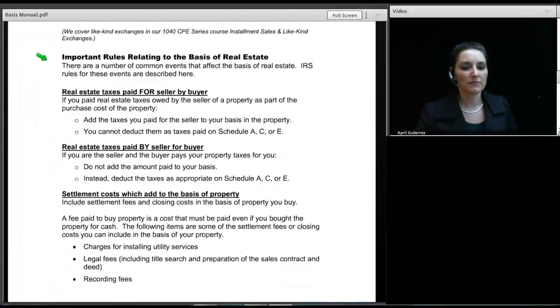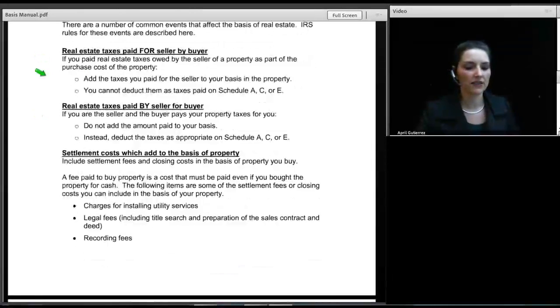Important rules relating to the basis of real estate. There are a number of common events that affect the basis in real estate, and IRS rules for these events are described here. So I've tried to make these as clear as I can. If you look at this sentence, it says real estate taxes paid for the seller by the buyer. The opposite of that would be real estate taxes paid by the seller for the buyer. So in this situation, the first one, we have real estate taxes that are being paid for the seller by the buyer. If you paid real estate taxes owed by the seller of a property as a part of the purchase cost of the property, you add the taxes that you paid for the seller to your basis in the property. You cannot deduct them as taxes paid on Schedule A, C, or E.